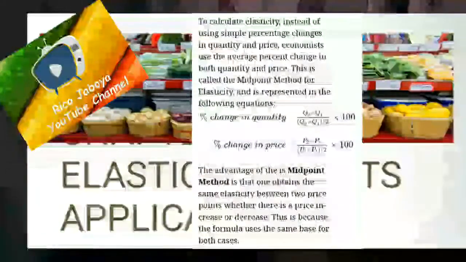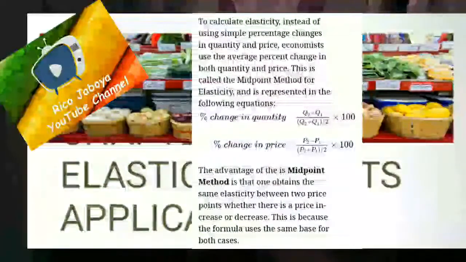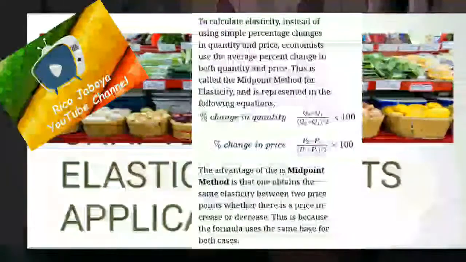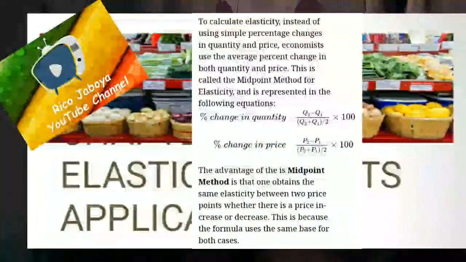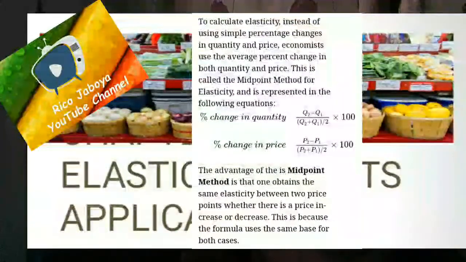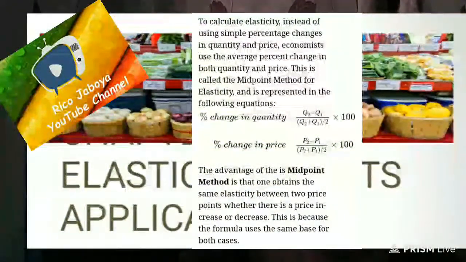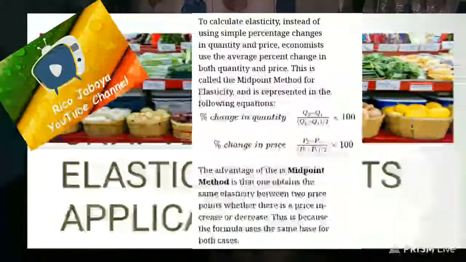The same goes for the percentage change in price. P1 is the original price and P2 is the new price. Then we multiply that again by 100. The advantage of the midpoint method is that one obtains the same elasticity between the two price points, whether there is a price increase or decrease. This is because the formula uses the same base for both cases. Okay, so let's check it out.